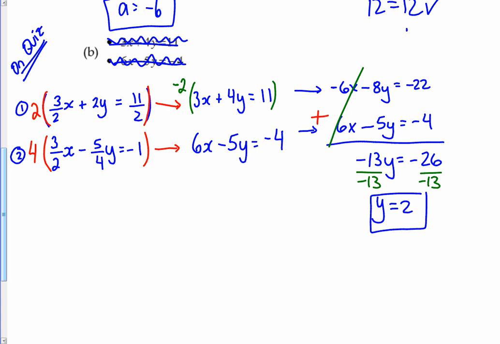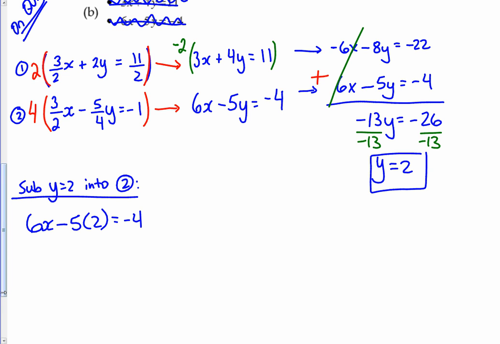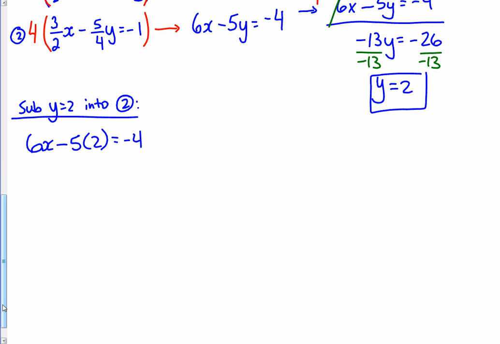Okay, now here's the thing. When you sub y equals 2 in, you can sub it into any equation. It would be easier to sub it into the new ones, so why not use that? Let's use one of these. Do you want to use the first or the second? Second, sure. Okay, so I'm going to sub y equals 2 into equation 2, the new one. 6x minus 5 times 2 equals negative 4. Finish this off, guys. Okay? On your own. Finish it off.